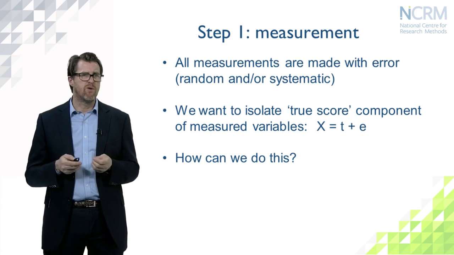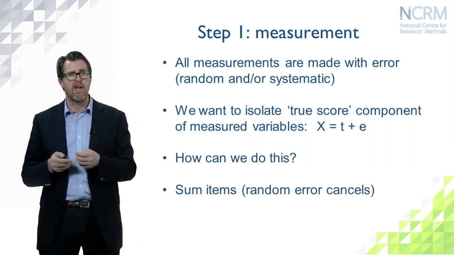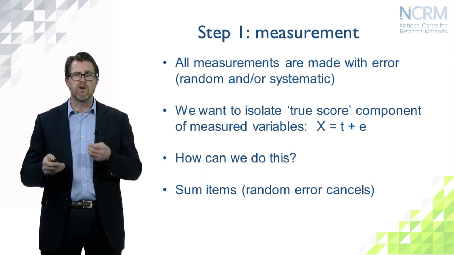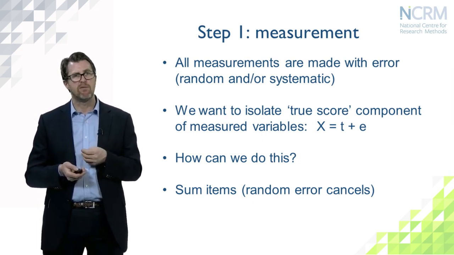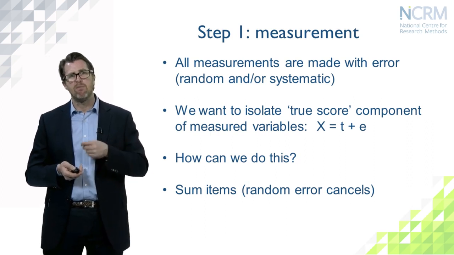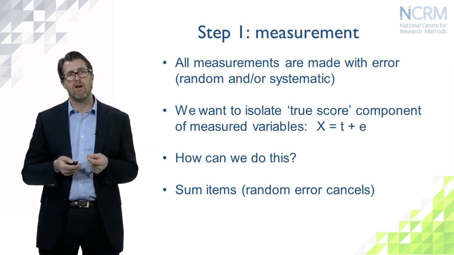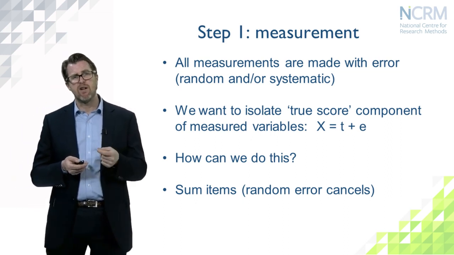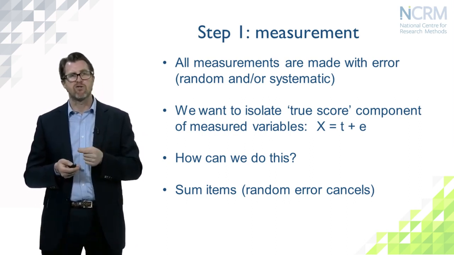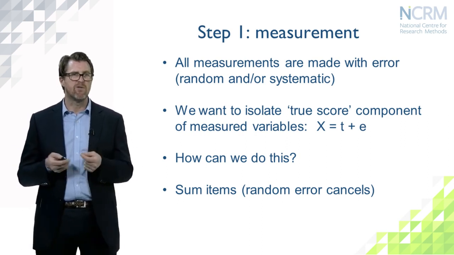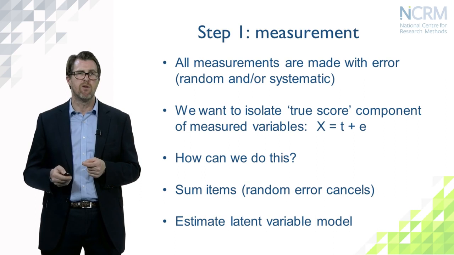Now, one quite straightforward and useful way of doing this is simply to add the scores across a number of different X variables. If we have, say, four variables which are all measuring the same underlying concept, then we could just add those up and take a summed score. Now, this has some benefits because the random error in each of those measurements will cancel out as we add items together. But it's a rather unsophisticated approach, and in particular, it gives equal weight to each item in the construction of the true score. And that's often something that we don't want to do. So another approach is to actually estimate some kind of a latent variable model.